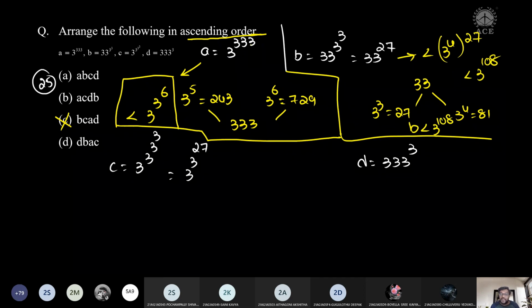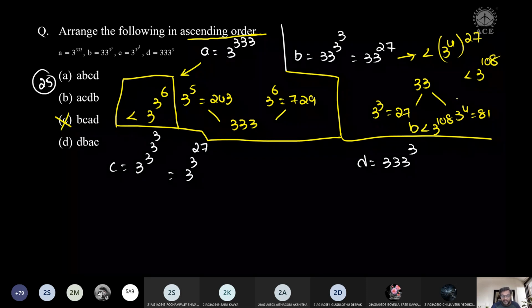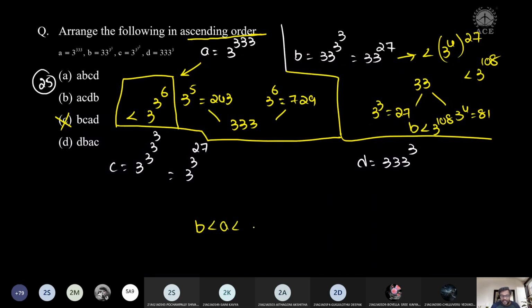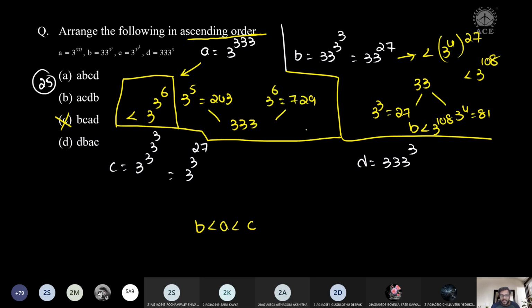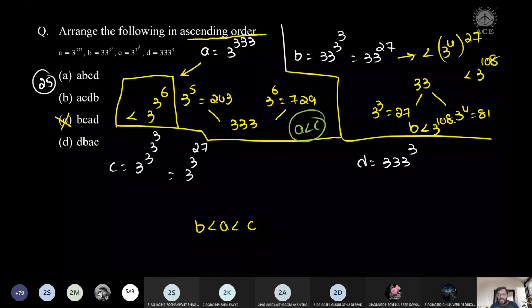A is 3 power 333. B is less than 3 power 108, means B is less than A, and A is less than C, already decided. B is definitely less than A is less than C, already you know. Here I can decide in the first one, A less than C. Here, B is less than 3 power 108 means B is less than A. Okay. Now let's come here.